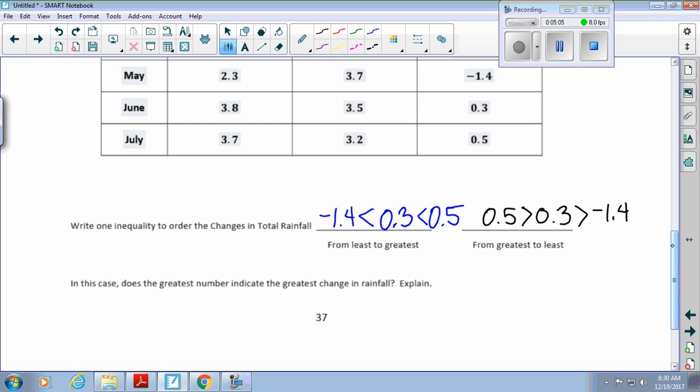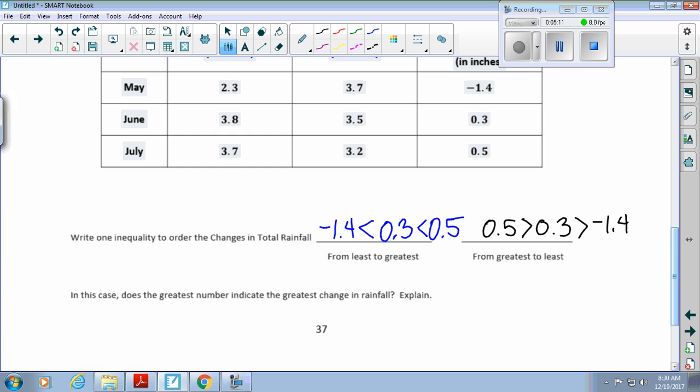Alrighty. In this case, does the greatest number indicate the greatest change in rainfall? So we said the biggest number was what number here? 0.5. This is the biggest number, right? But what number tells us that the most change actually occurred? This is hinting at what we will be doing in a few days. Negative 1.4. Very good. Yeah. The amount of rainfall had the most change when it dropped 1.4 inches, right, or decreased 1.4 inches.